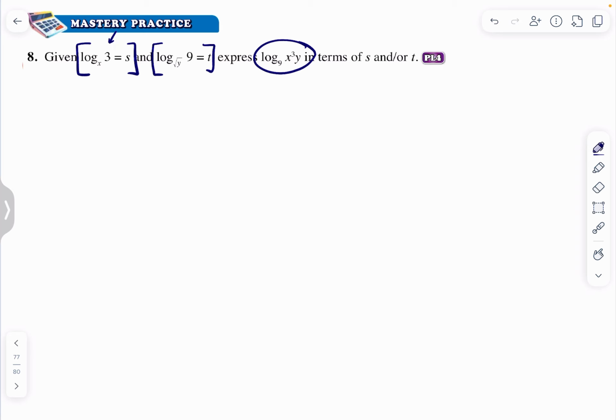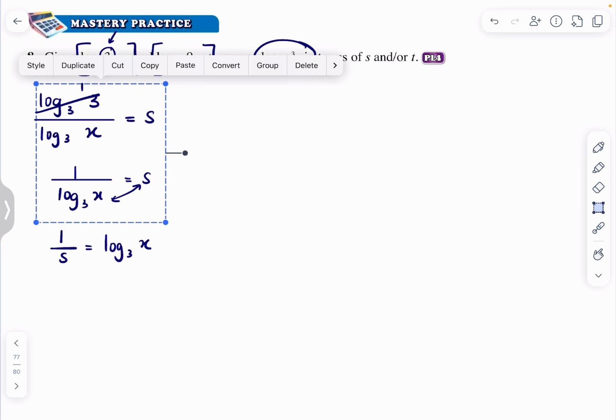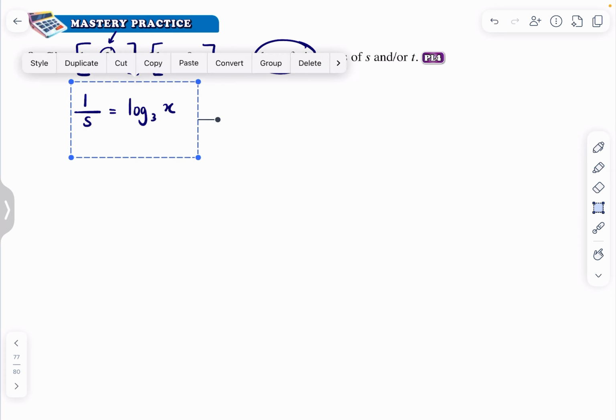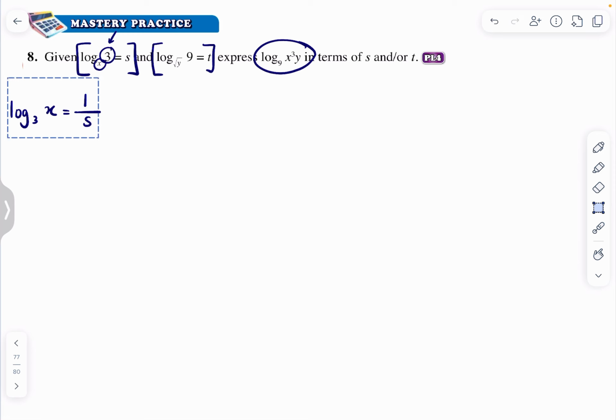Let me show you the long way and then I'll tell you the shortcut. The long way: every time you want to change base, you write log 3 over log 3. Big number goes on top, small number comes below. So log_3 3 is just 1. So 1 over log_3 x is s. So we swap positions: 1 over s is log_3 x. So we can say log_3 x is 1 over s. Okay, let's put this here first.